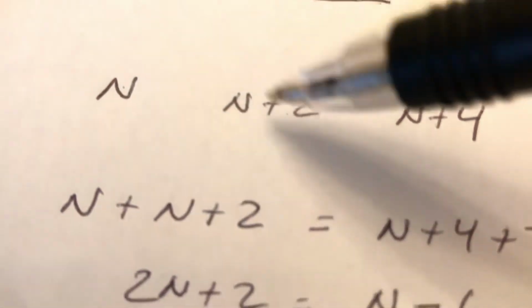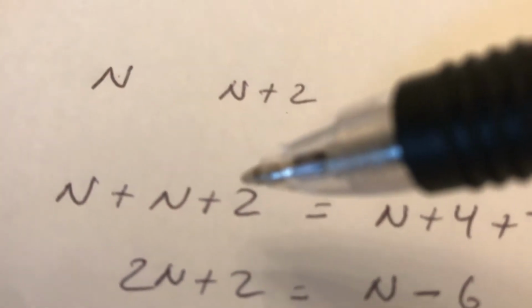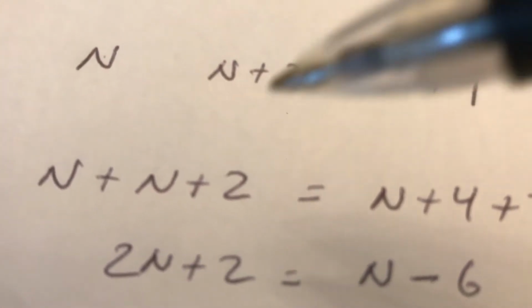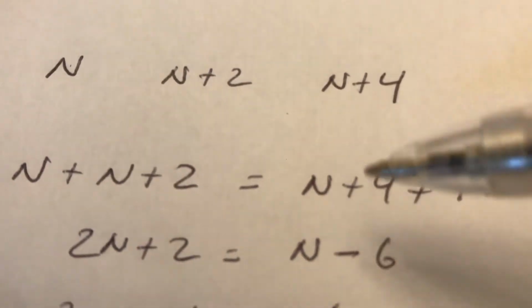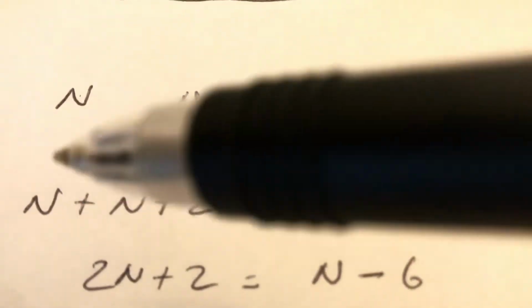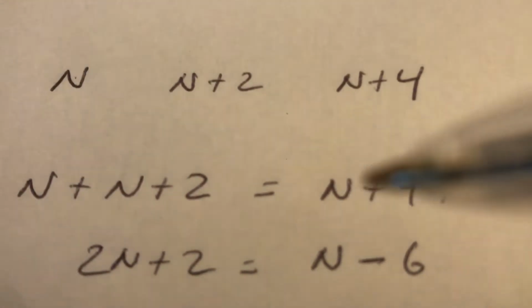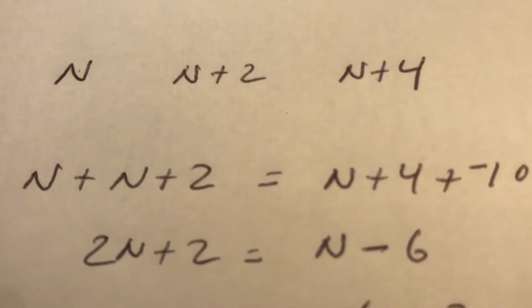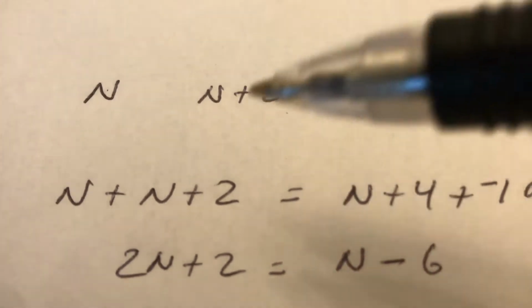So here's the first and the second. So the sum of the first and the second equals the sum of the third, here's the third, and negative 10. So the sum means add. So the sum of the first and the second is equal to the sum of the third and negative 10. And then you just solve.